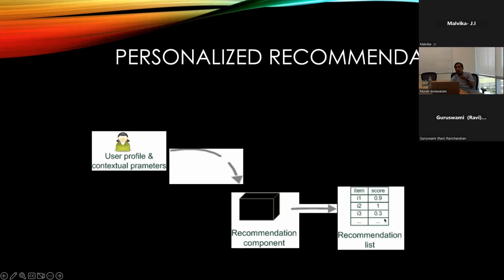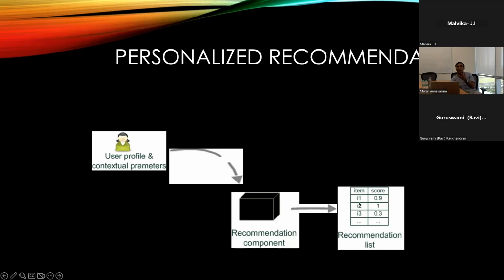That way, you know that in this very simple example, I2 has the highest relevance score of 1, and hence the model is going to tell the user that I2 is more likely to be interesting to you. This is what recommendation systems do in that personalization aspect.